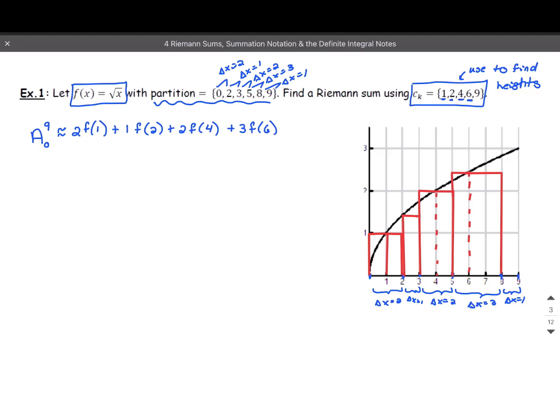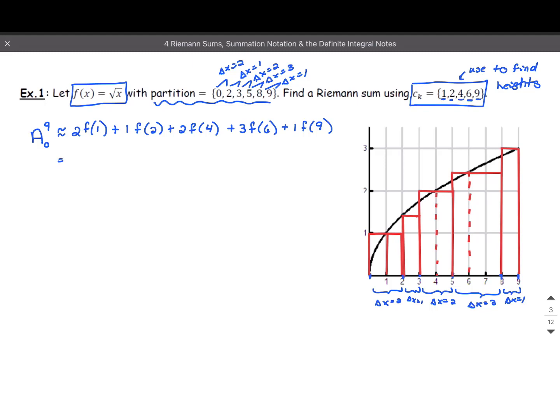And the last rectangle is only from 8 to 9, which has a delta x of 1. And this time we're supposed to use 9 to find the height. So from 9, I'm going to go all the way up to the curve. I'm going to come back to where x is 8. And then I'm going to come down to finish my rectangle. Okay, so now we have the picture drawn. So now we have to do some computations.